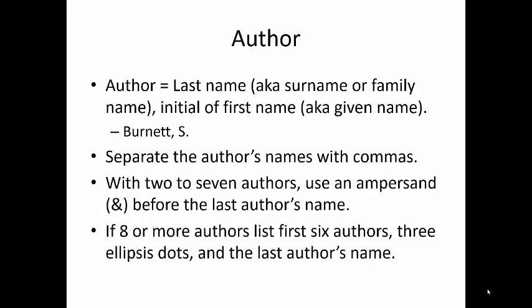The author is listed as their last name and then the initial of their first name. Separate the authors' names with commas when you have multiple authors. With 2 to 7 authors, use an ampersand before the last author's name. If there's 8 or more authors, list the first 6 authors, 3 ellipsis dots, and the last author's name.